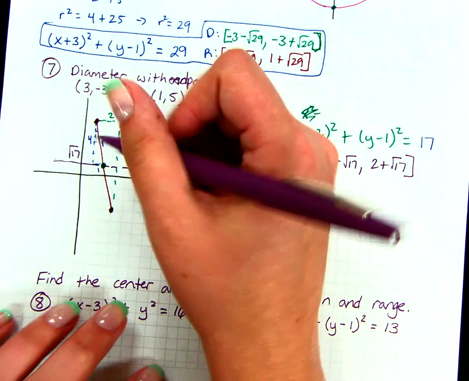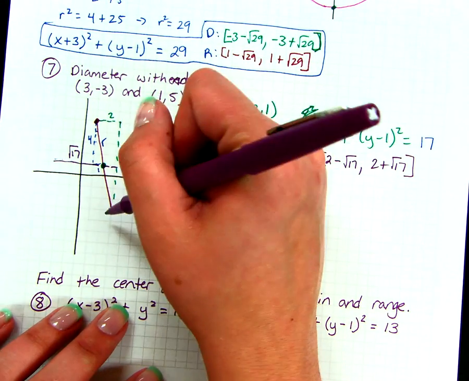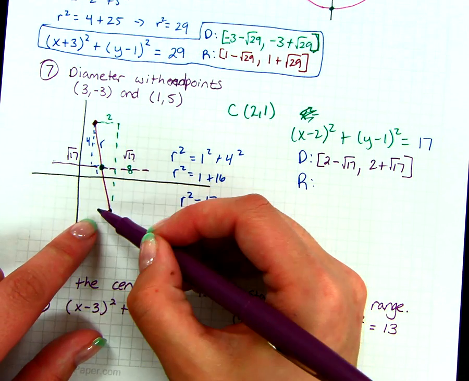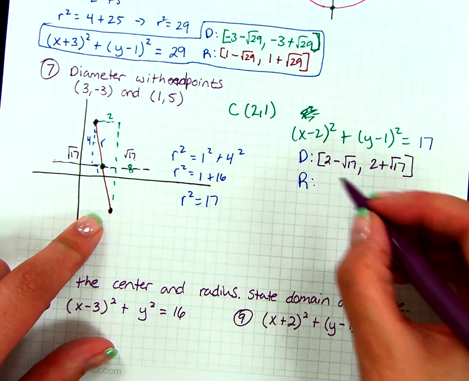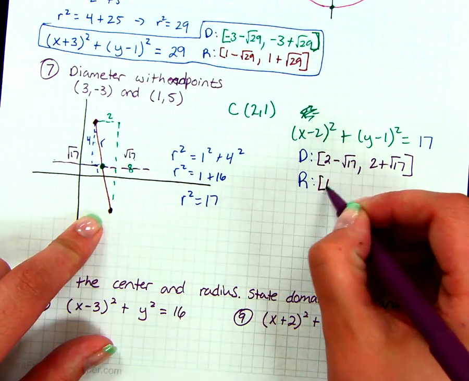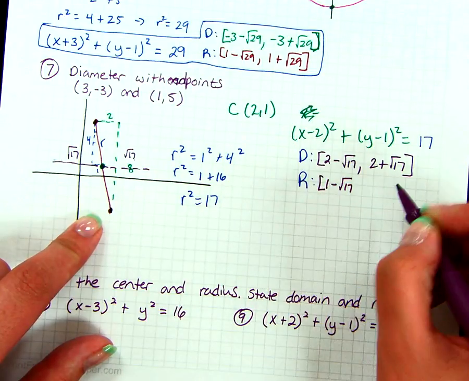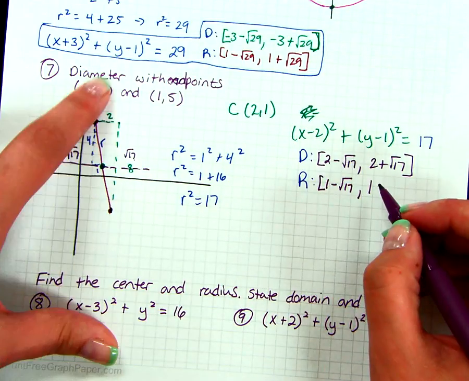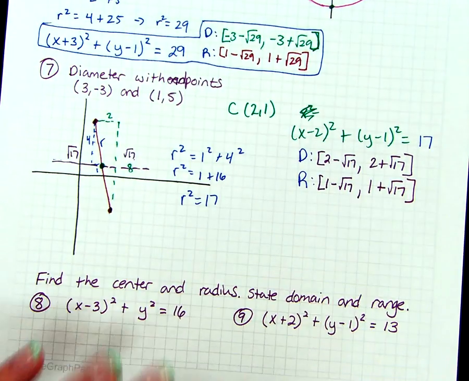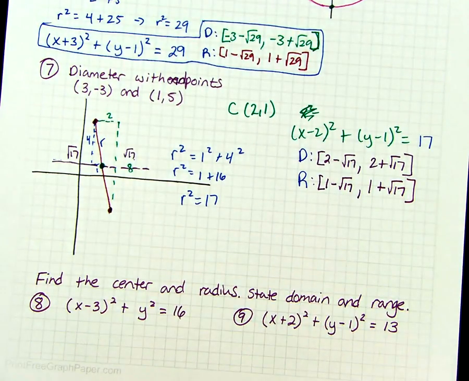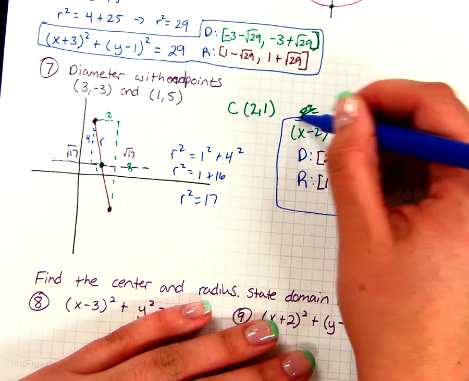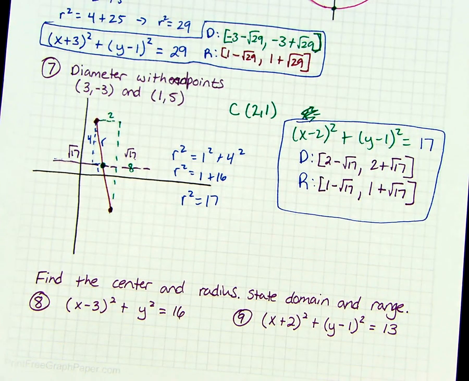And then for the range, again, that's this direction. So that distance has to be the square root of 17 again. So if we're going down, we would subtract. And we're subtracting the y value this time. So it's going to be 1 minus the square root of 17. And then when we go up, we are adding. So 1 plus the square root of 17. And that's going to give us domain and range for that problem. So again, all of this is our answer. So the equation plus domain and range.